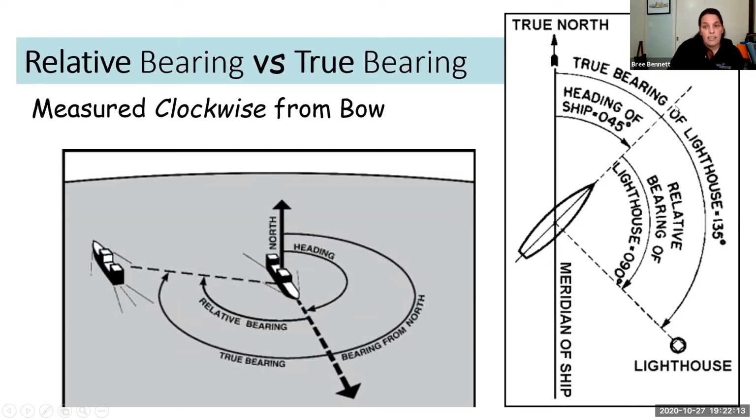Well, if my actual heading is 045 and I want to plot a bearing to this, I can't say, oh, it's 90 degrees off my beam. I need to get the true bearing. So you have your ship's heading plus your relative bearing to get the true bearing of 135.